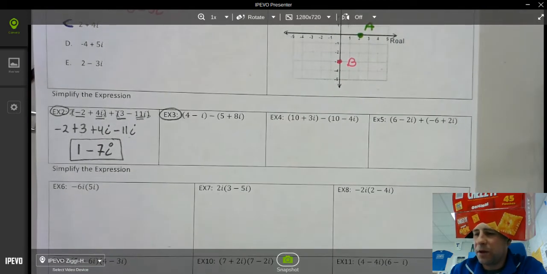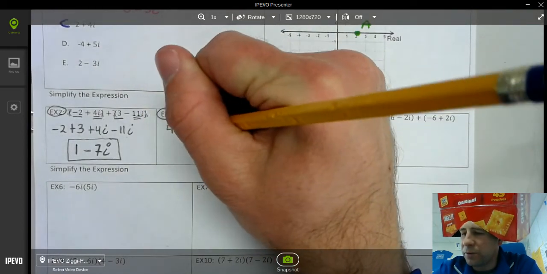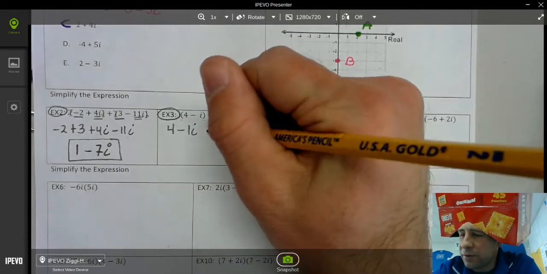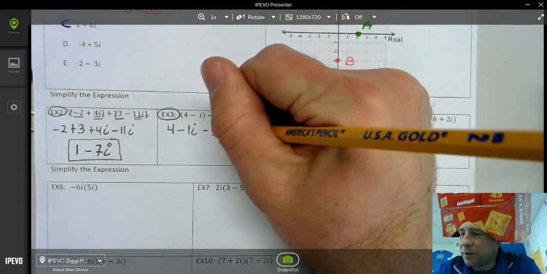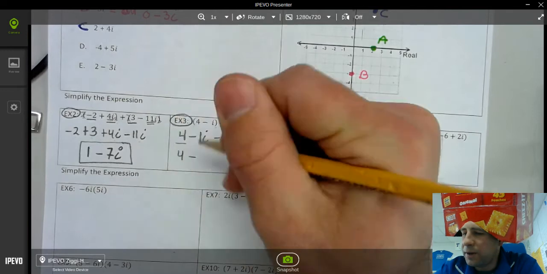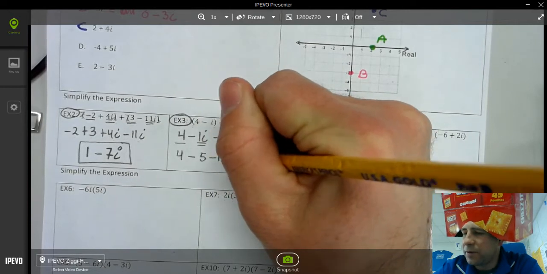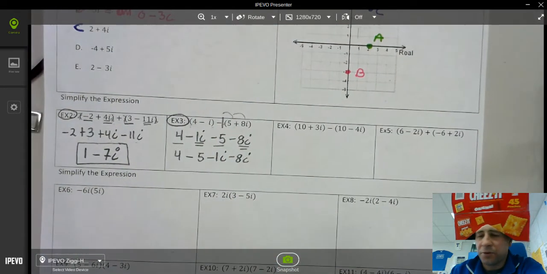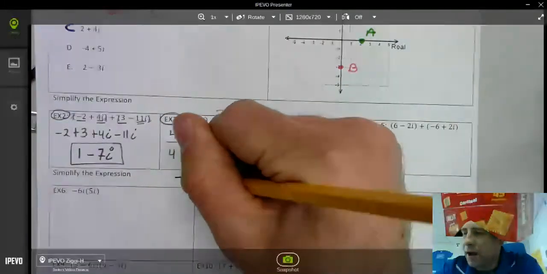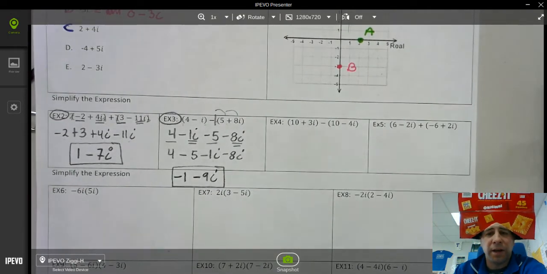All right, now here we don't have a number in front of the parentheses, so we can just write that as 4 minus, I'm going to put a 1 in front of the i. But now here you have a -1 in front of the parentheses, so we need to distribute that. So -1 times 5 is -5, and -1 times 8i is minus 8i. So again, combine terms, so 4 minus 5 and -1i minus 8i. So 4 minus 5 is a negative 1, and negative 1i minus 8i is negative 9i. All right, so you can do example 4 and 5 now, and then I'll go over those in class tomorrow.